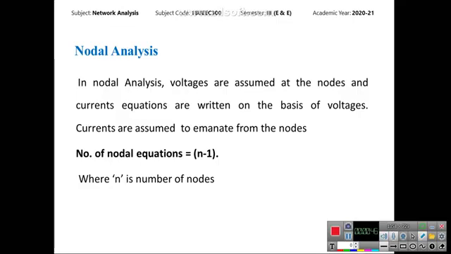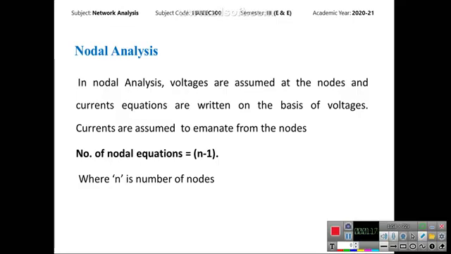And while writing the equations, you must know the current directions in each branch of a network. So you need to assume the direction of the current, either away from the node or towards the node. Usually you take it as currents are assumed to be emanated from the nodes. Emanated from the nodes means it is away from the node.